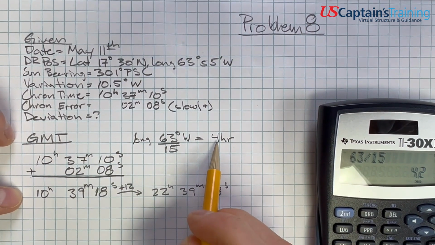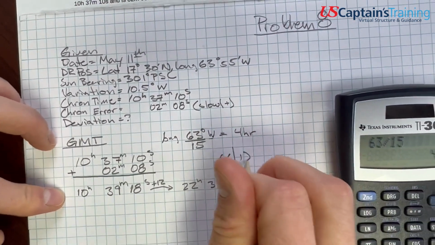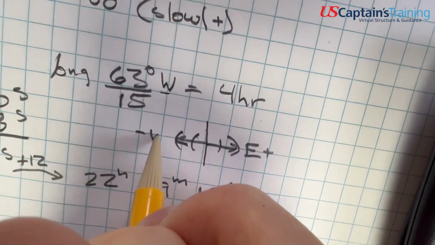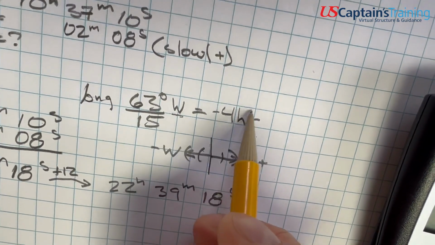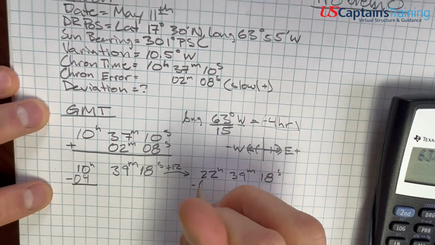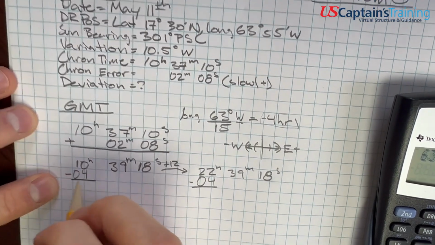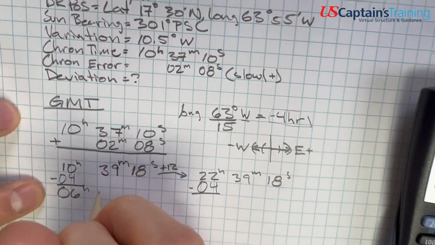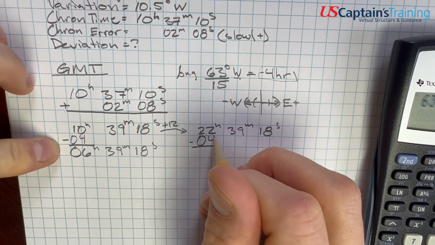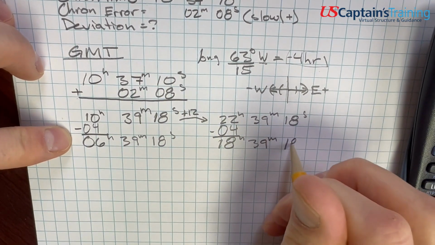We need to figure out, do we add or subtract this? If we were to draw a little diagram here and put the time zones in it, if we go to the east, we add. If we go to the west, we subtract. So in this case, we're west, we're going to subtract these 4 hours. 10 minus 4 is 6: 6 hours, 39 minutes, 18 seconds. Or 22 minus 4 is 18: 18 hours, 39 minutes, 18 seconds.